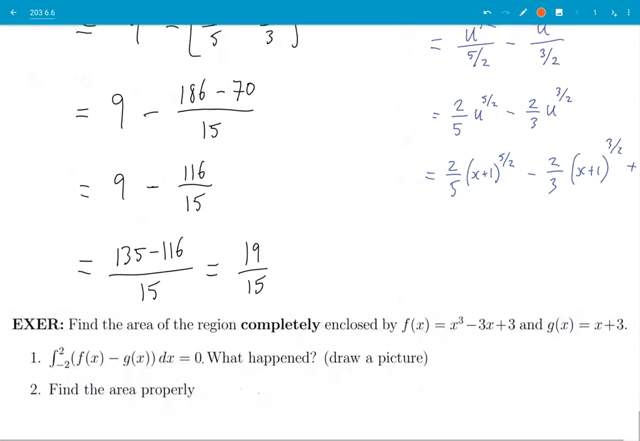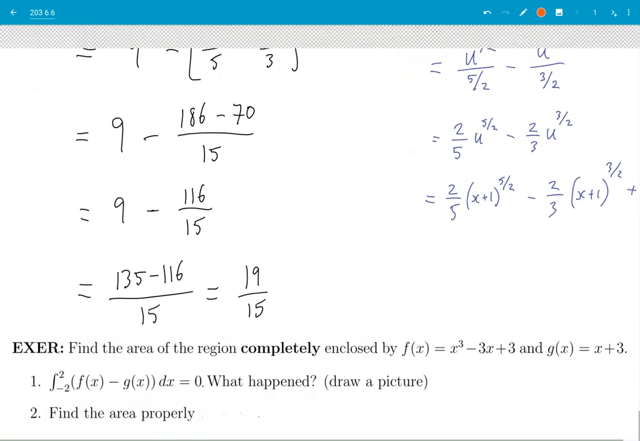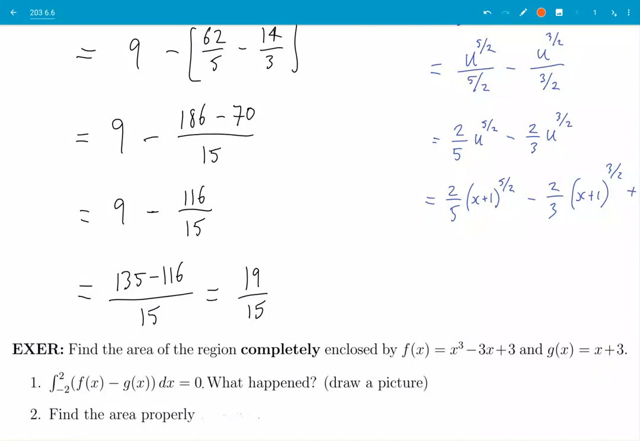Exercise. Okay, so I want you to do this exercise. And let's see, new video. No, we'll just do it in this video. So pause and copy and then try it. And I'll do the solution right now.